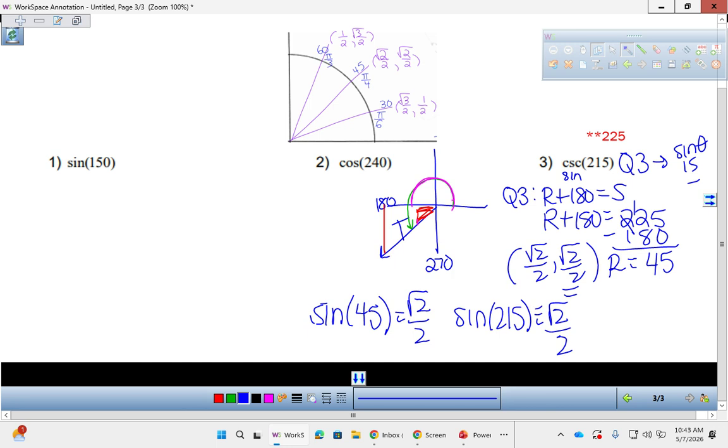That we were able to do from like yesterday's stuff. But the question doesn't say what's the sine of 225. It says what's the cosecant of 225. So what do I have to do to that fraction? What do we do to get from sine to cosecant? We just flip it. So all I have to do is flip this fraction.